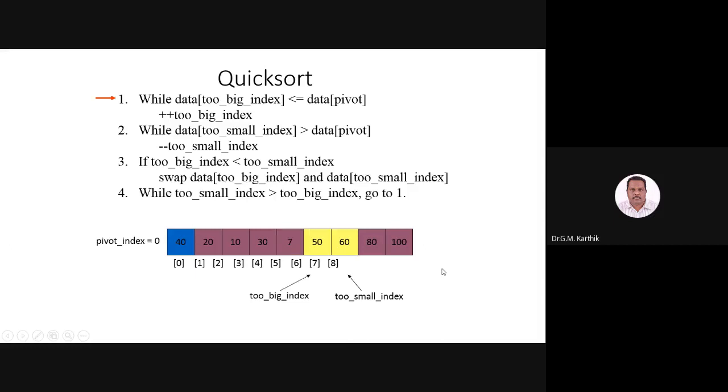The big index will go to the next value. 50 is greater than 40, so we'll stop with the big index. Now the small index will be getting updated. It checks whether it is less than 40. No. Is 50 less than 40? No. Is 7 less than 40? Yes.